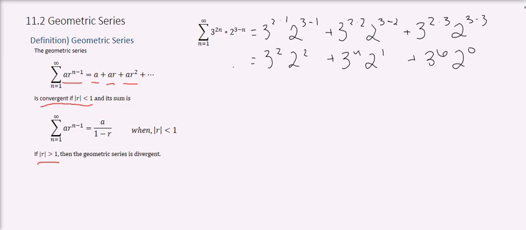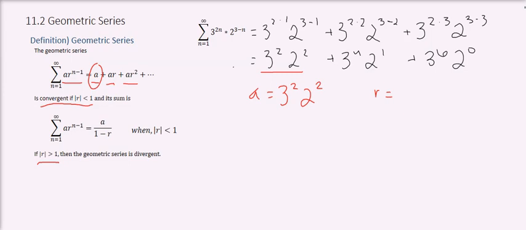Okay, so now that we have this written out, let's identify our individual pieces. So let's see if we can figure out what our a is and what our r is going to be. Our a is always our first term. So this is our a, 3 squared, 2 squared. Now our r is what we see multiplied to each individual piece.